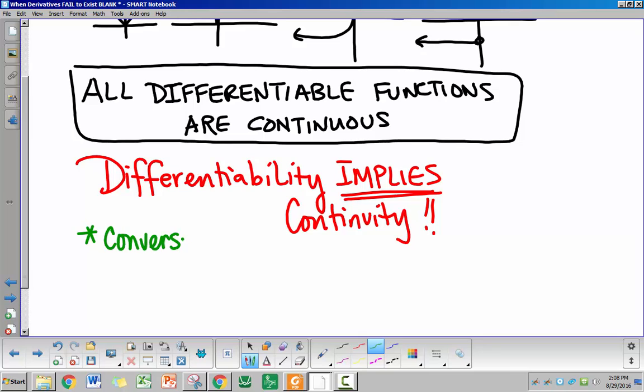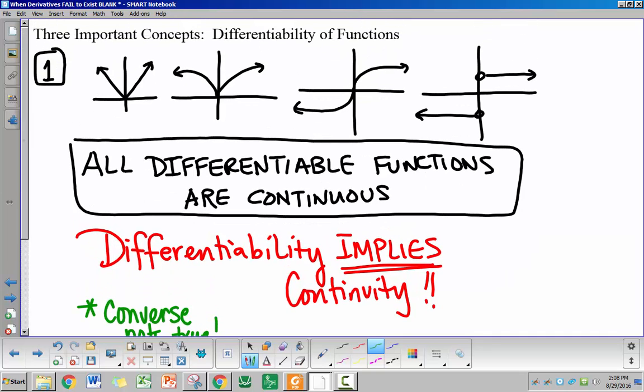That's a big deal, and what blows that away is the corner, right? The cusp and the vertical tangent. All three are continuous but are not differentiable everywhere, right? They have a problem somewhere.